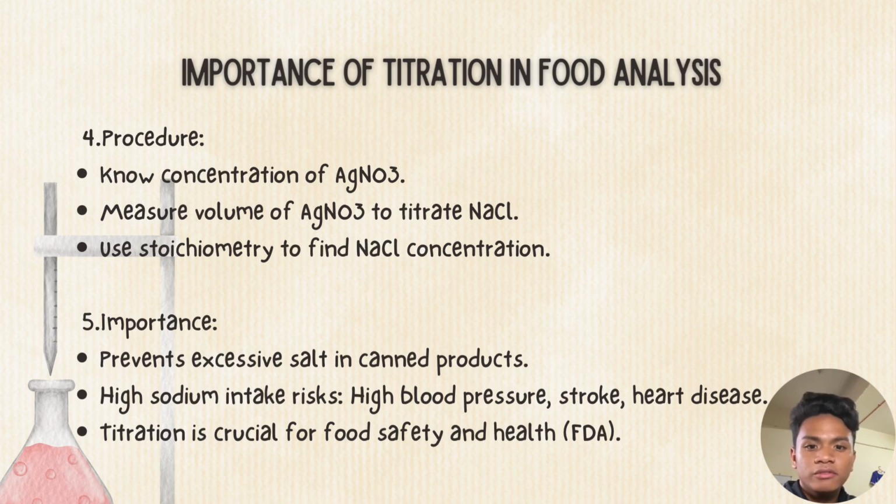The procedure before the titration begins: calculate the concentration of silver nitrate to use in the titration. Next, measure the volume of silver nitrate needed to titrate sodium chloride. After that, use stoichiometry to find the sodium chloride concentration. The importance of doing the titration is to prevent excessive salt in canned products, which carries high sodium intake risk, for example high blood pressure, stroke, and heart disease. And lastly, titration is crucial for food safety and health.